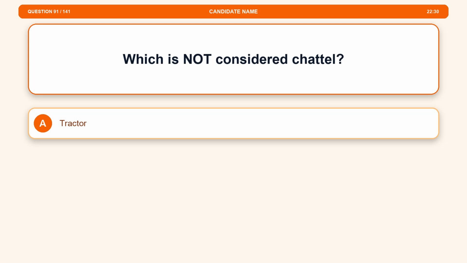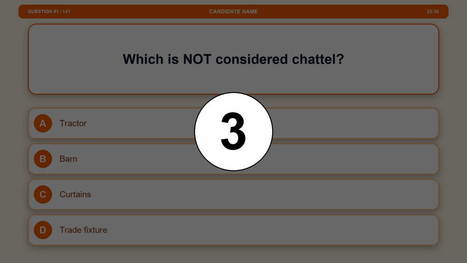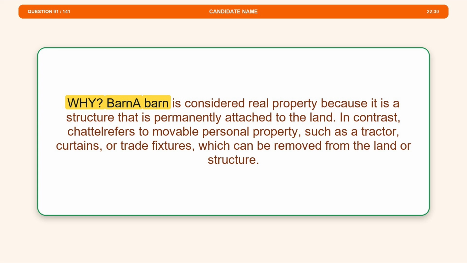Question 91. Which is not considered chattel? Option A, tractor. Option B, barn. Option C, curtains. Option D, trade fixture. The correct answer is option B. A barn is considered real property because it is a structure that is permanently attached to the land. In contrast, chattel refers to movable personal property, such as a tractor, curtains, or trade fixtures, which can be removed from the land or structure.